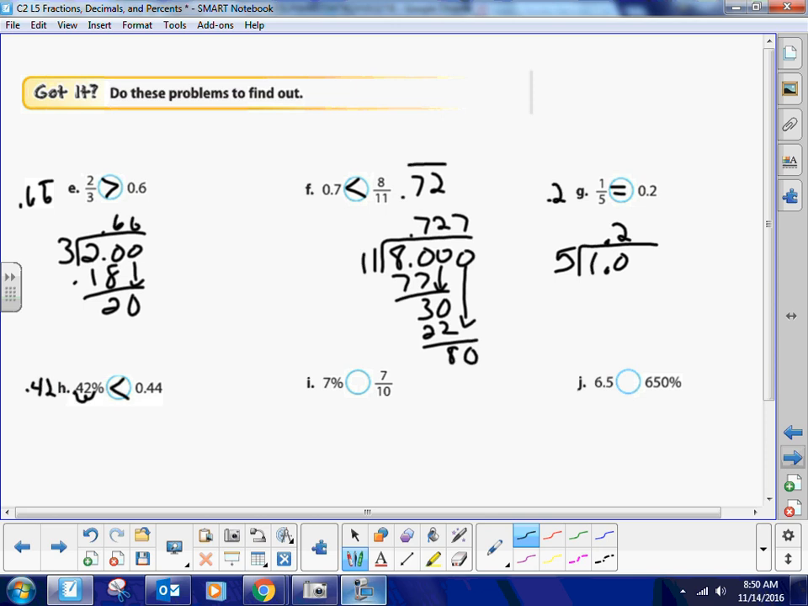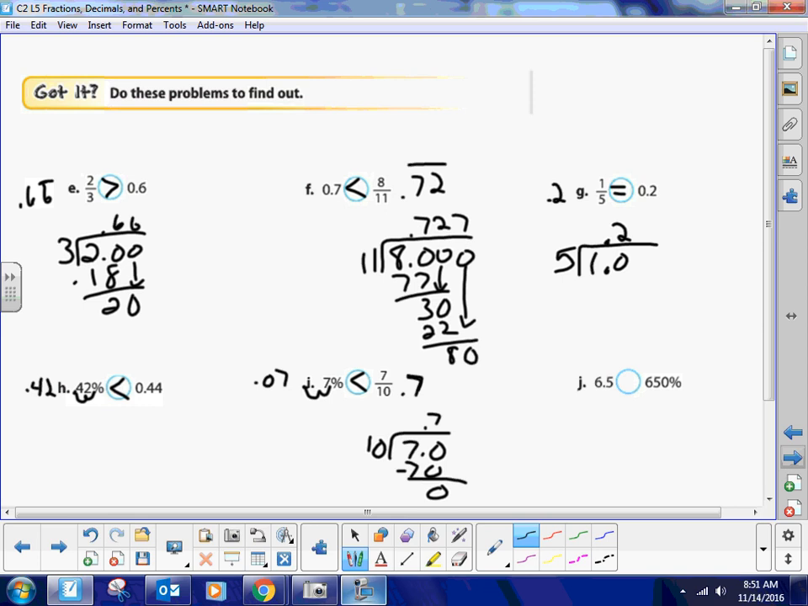Okay, now this one's tricky. You move the decimal over 2 spots, right? So this is actually equal to 0.07. And this is 0.7, because if you look, this is actually 0.7, and this is 0.07. Very easy to tell that this is smaller than that. So 0.07 is less than 0.7.